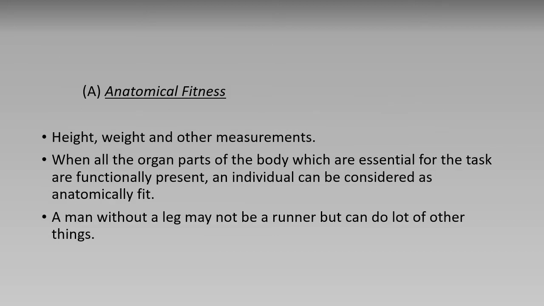The first one is anatomical fitness. In anatomical fitness, we do measurements of height, weight, and other parameters. When all the organ parts of the body which are essential for the task are functionally present, an individual can be considered anatomically fit. As an example, a man without a leg may not be a runner but can do a lot of other things.